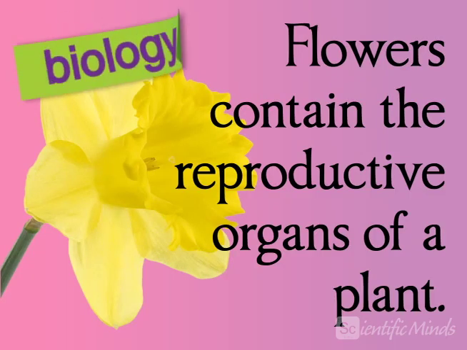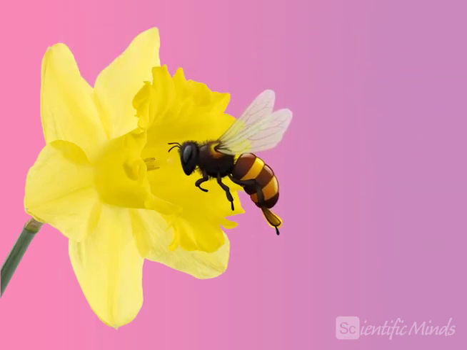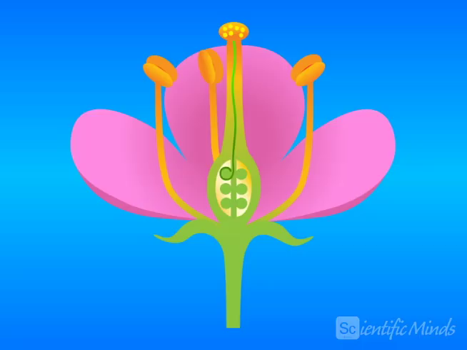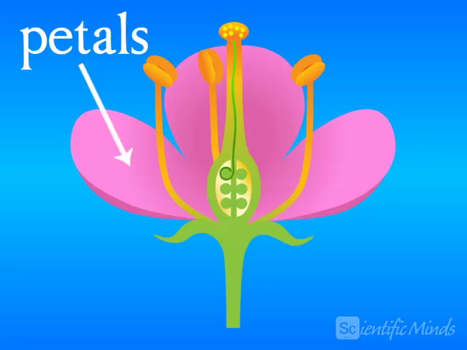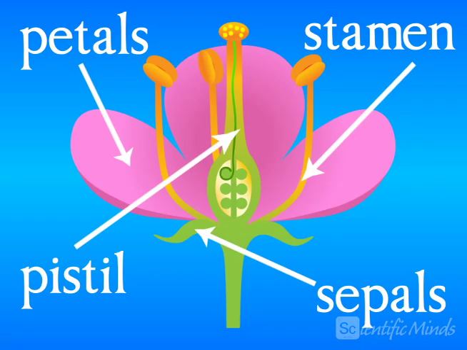Flowers. Flowers contain the reproductive organs of a plant. Flowers attract insects to the plant so they can accomplish their main function, producing seeds. A flower is made up of 4 main parts: the petals, the sepals, the stamen, and the pistil.